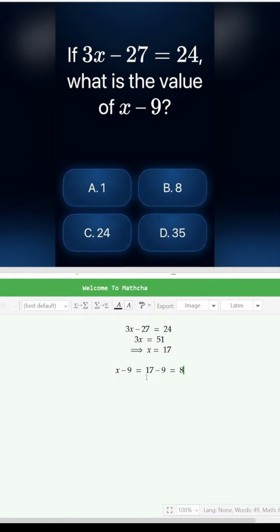So here in the options, option B has 8 in it, so the correct answer should be option B, that is 8. Okay, now we'll move to the next question.